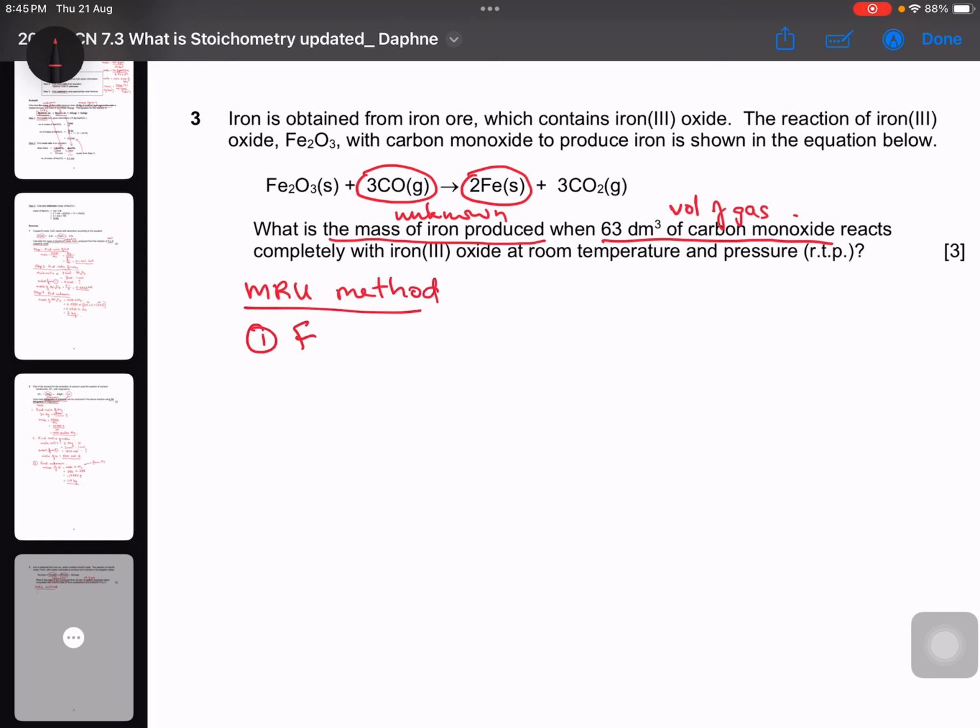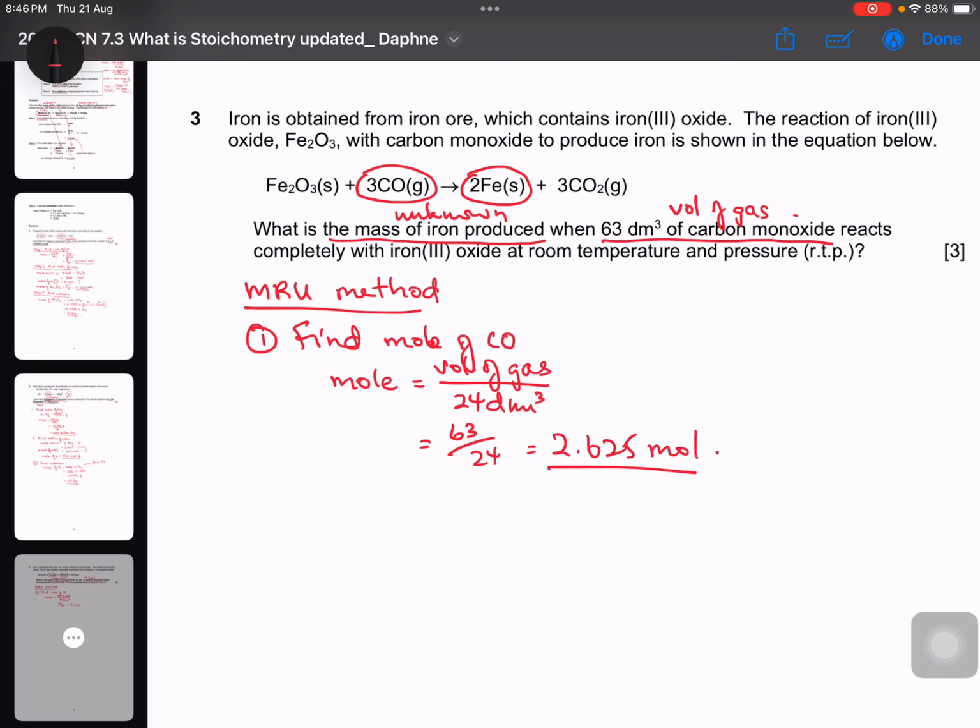Number 1, find mole of the given one. So given one will be the carbon monoxide, CO. Formula, this time is volume. So what's our volume formula? Volume of gas divided by 24 dm cube. This will be equals to 63 divided by 24, 2.625 mole. First step.